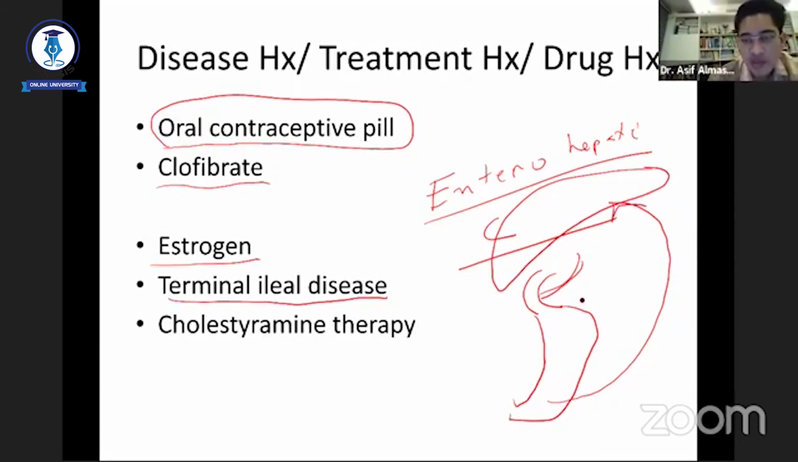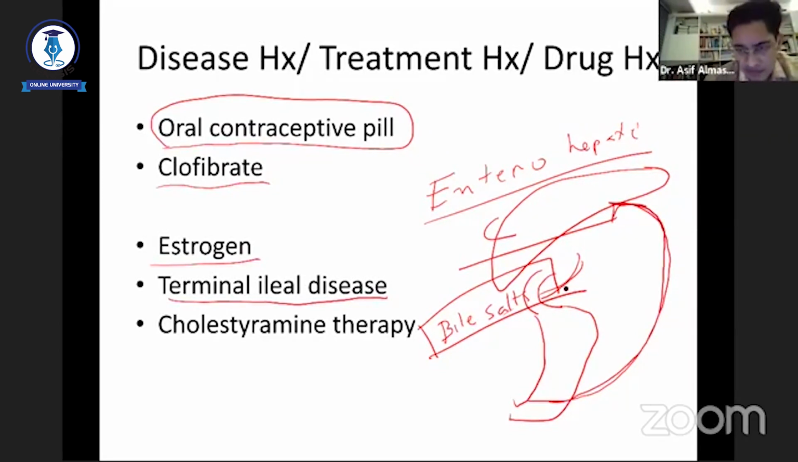You remember that, right? Because the bile salts are a very important constituent of bile, because the bile salts keep the cholesterol or the lipids in solution. So these bile salts and phospholipids are absorbed from the terminal ileum and go back to the liver, and they are again secreted.